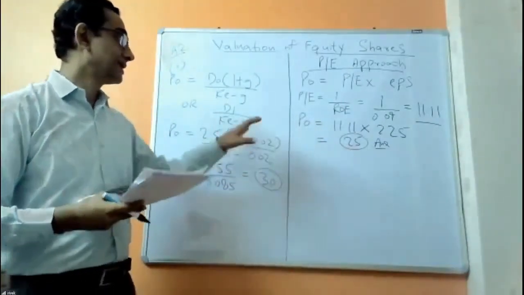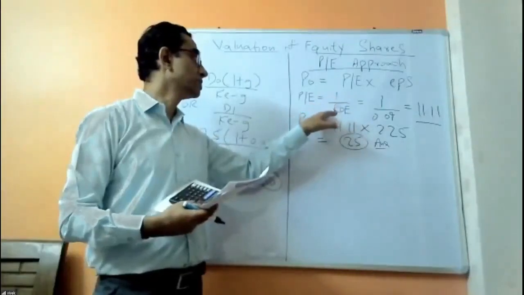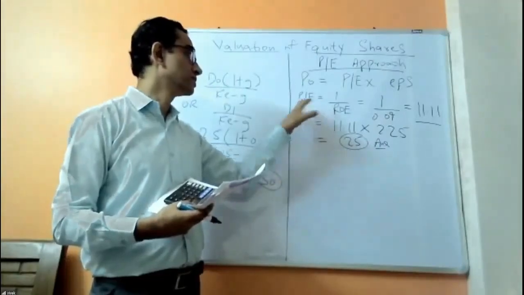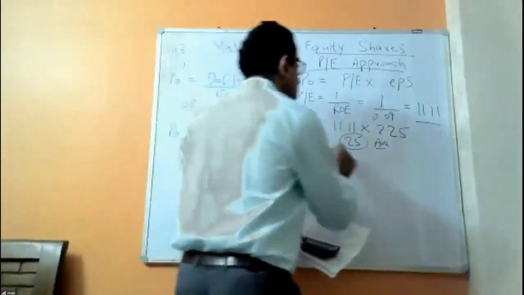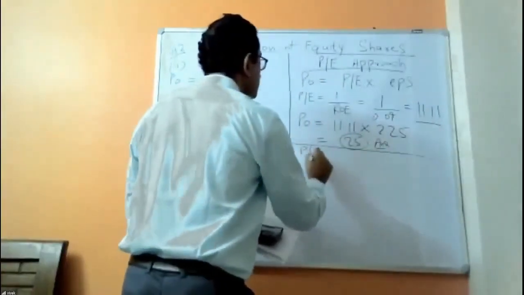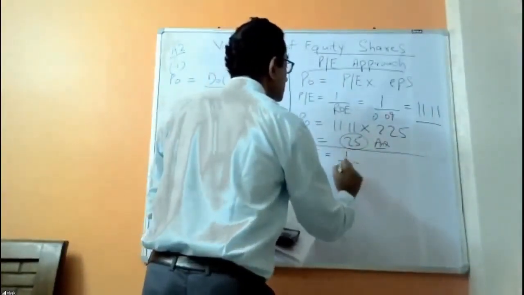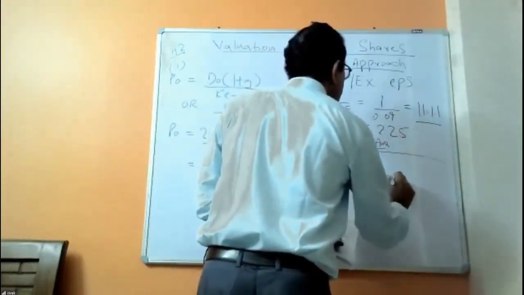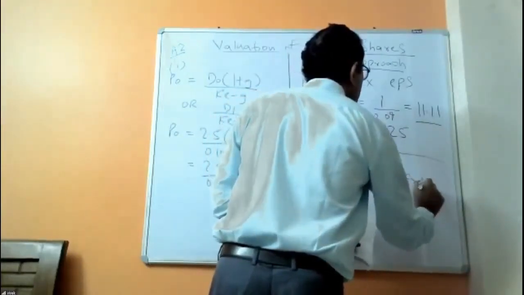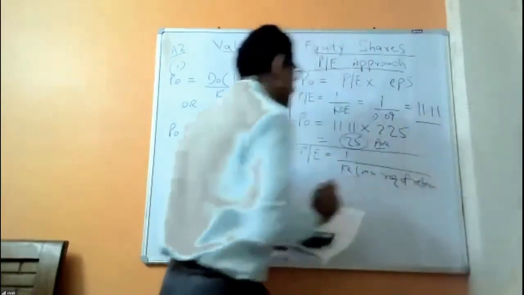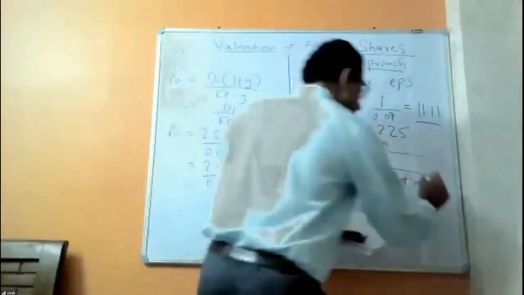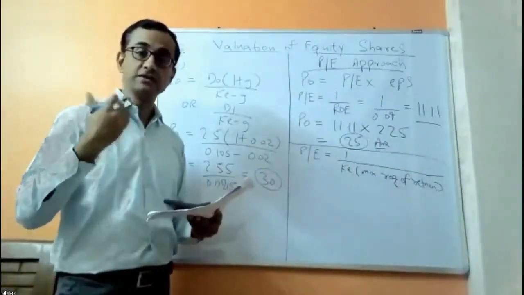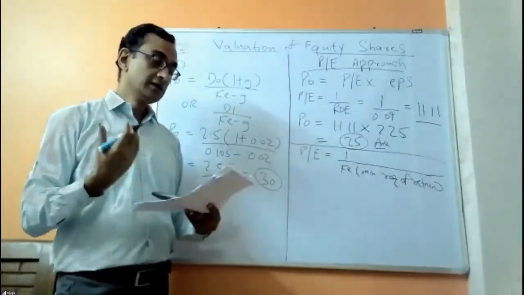Now, the doubt may arise in your mind regarding why this 1 upon return on equity is taken as the inverse of the price earning ratio. Price earning multiple can also be taken as the inverse of cost of equity. Cost of equity is also known as the minimum required rate of return. That is, KE is also called the minimum required rate of return. What is the minimum required rate of return? As we have discussed, this is the return which the investor is expecting that he will receive.